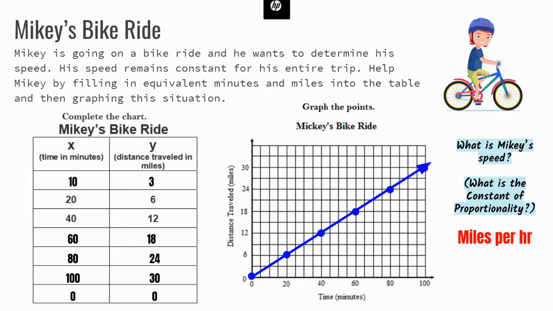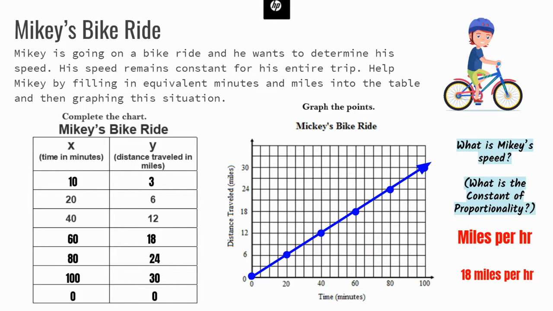Okay, so let's see if we can answer the question. What is Mikey's speed? Well, speed is just miles per hour. They're essentially asking us to find the constant of proportionality. Well, if I look at this graph and/or table, I know that an hour is 60 minutes. So in 60 minutes, Mikey is going 18 miles. Therefore, his speed is 18 miles per hour.